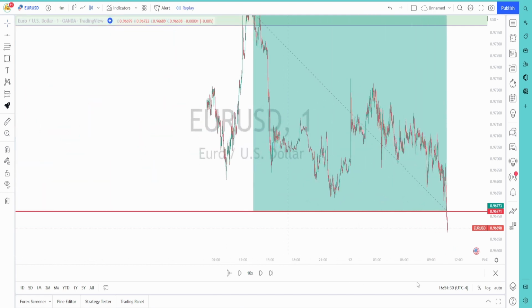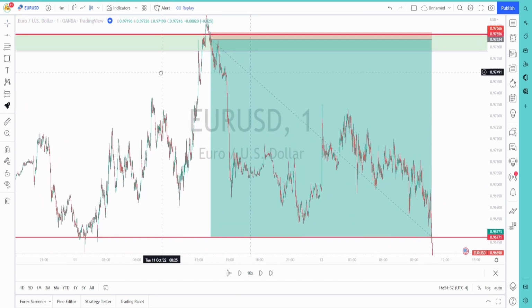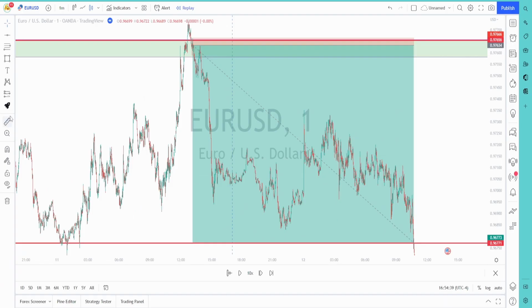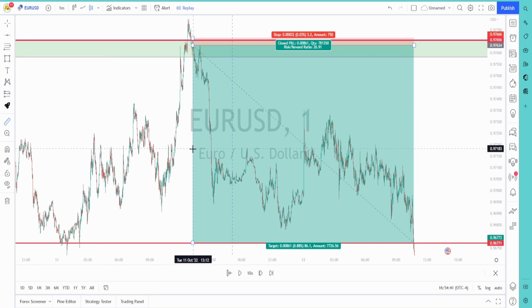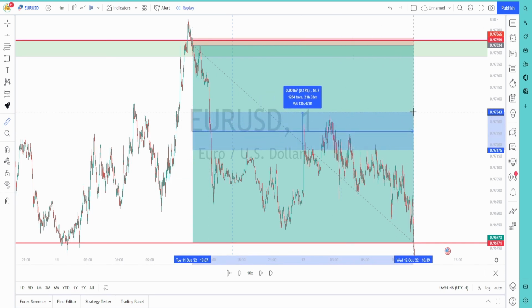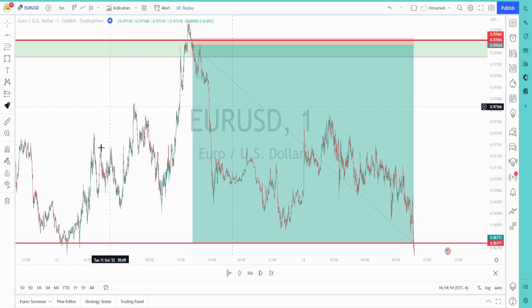It played out perfect. And when we're looking at this, the risk to reward on this was 26.91. And this is what makes it so attractive. When you're looking at how long this took to play out, it was just over 21.5 hours. And this is how you do it.